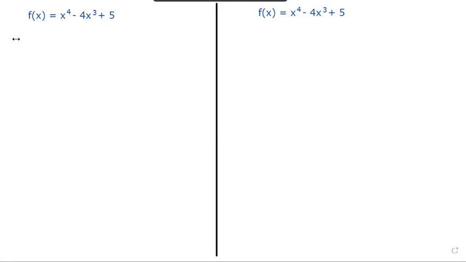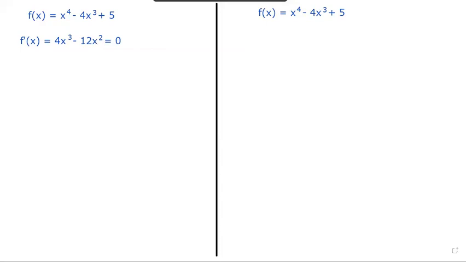Now, first, let's look at our function. f of x is equal to x to the fourth minus 4x cubed plus 5. So the first thing to do is find the first derivative. Let's set the first derivative equal to 0, of course, to find our critical points. So that's going to be 4x cubed minus 12x squared equal to 0.